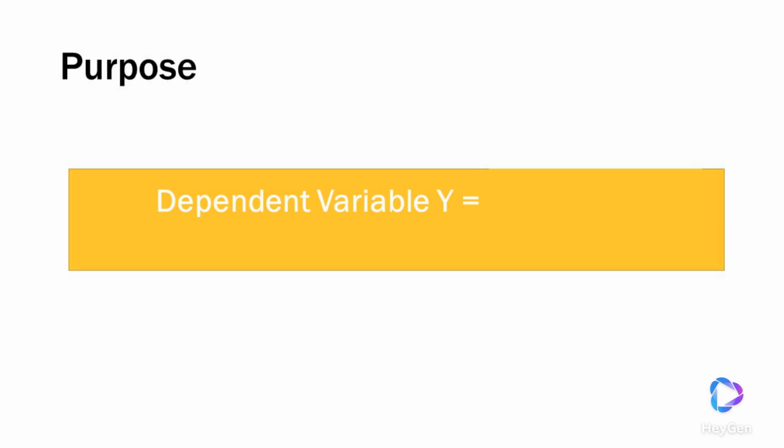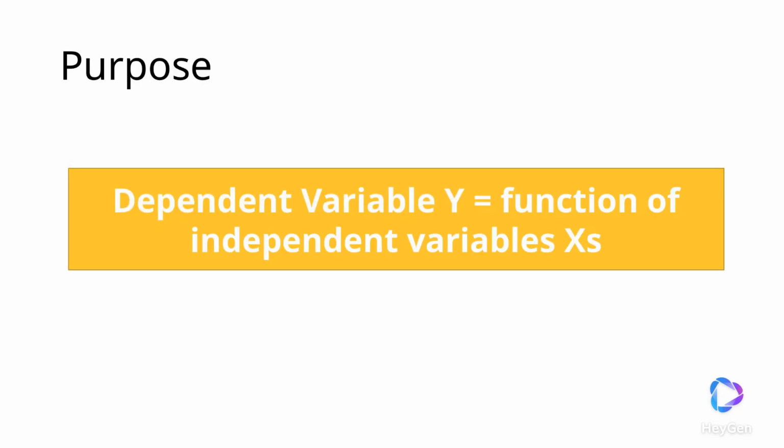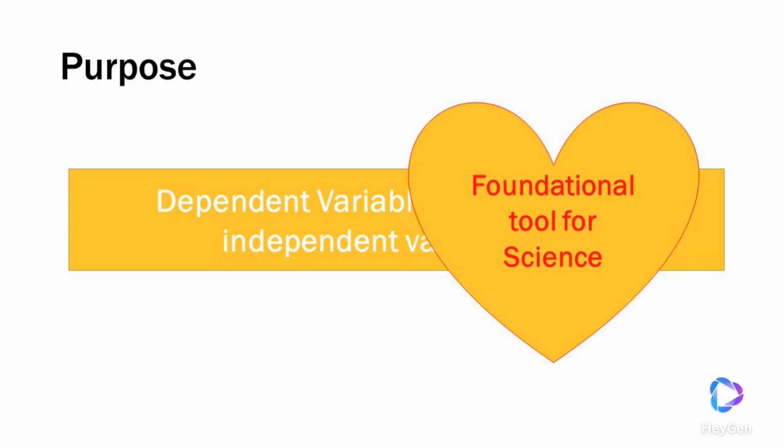The primary purpose of regression is to fit an equation to data that can be used to explain variation of the dependent variable as a function of the independent variable x. One of the most important functions of science is to describe a phenomena as a function of its causes. Regression is helpful in doing so.